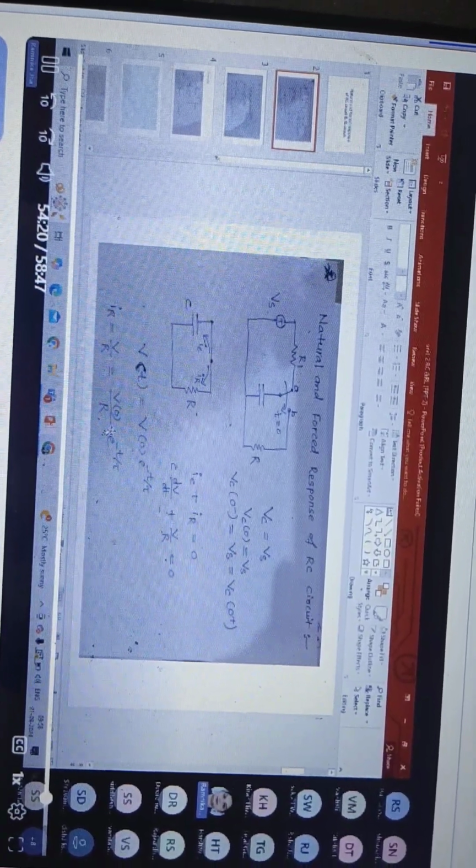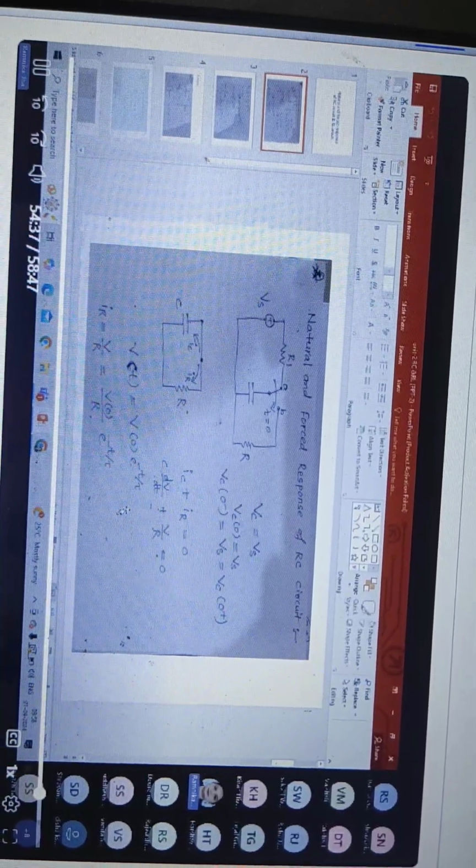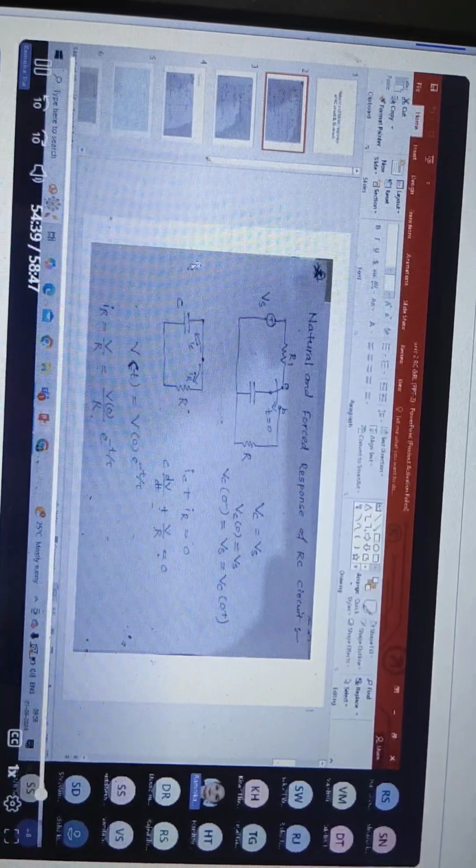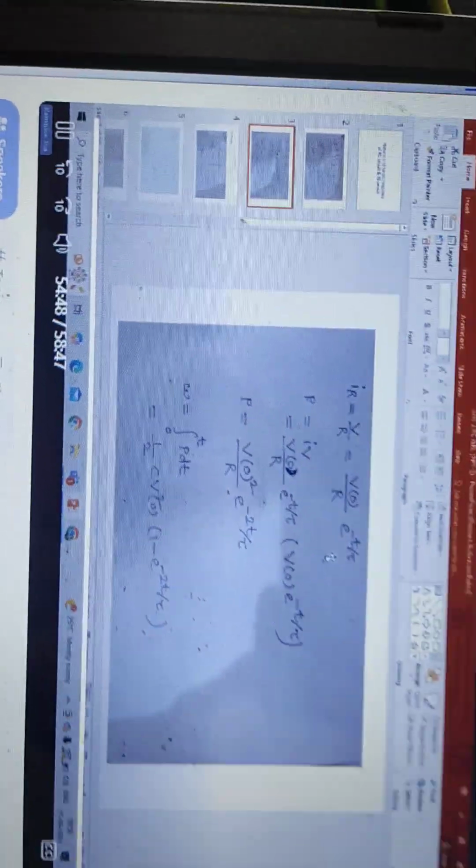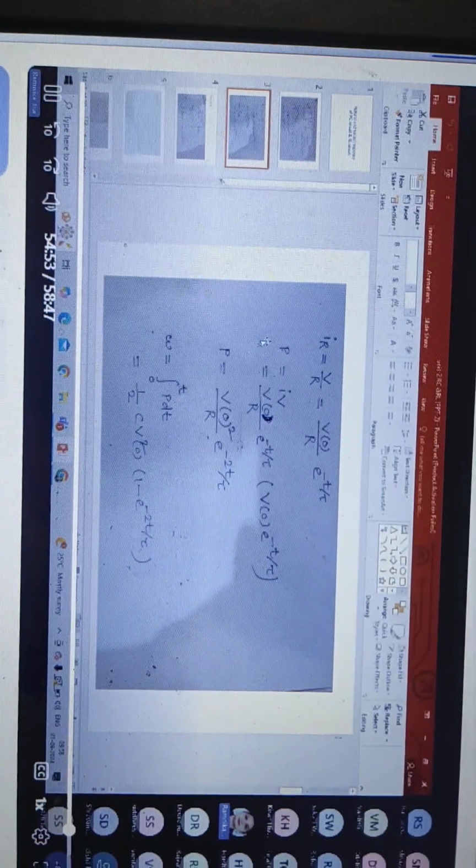When t equal to 0, the voltage across it is the initial condition V of 0, so IR equals V of 0 divided by R times e to the minus t divided by tau. So now I equals V0 divided by R times e to the minus t divided by tau. Now again calculate the power.